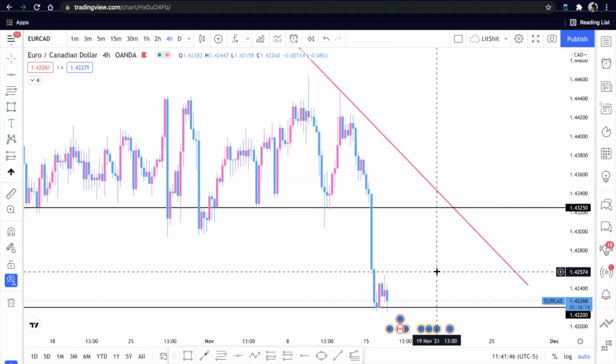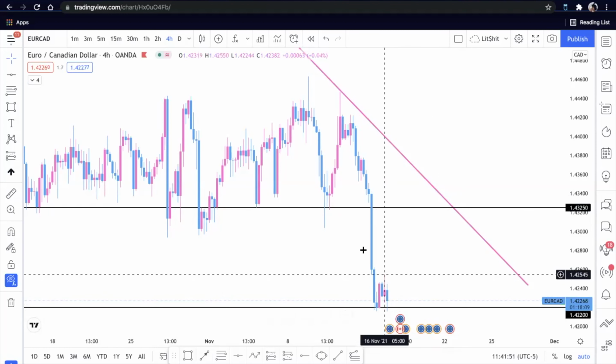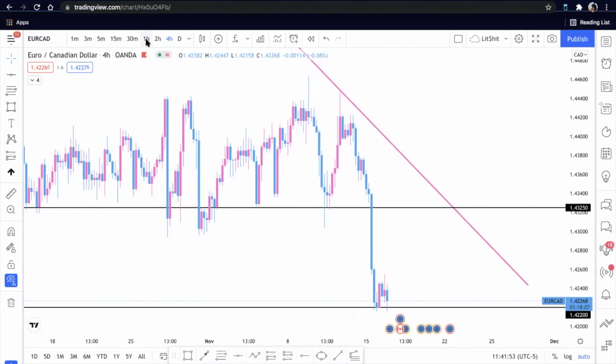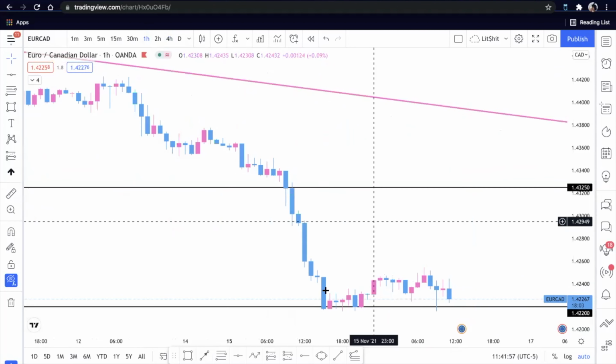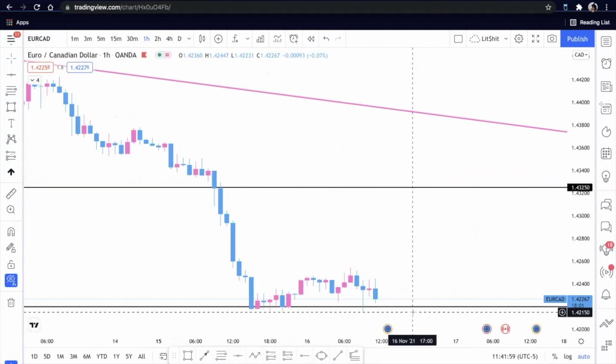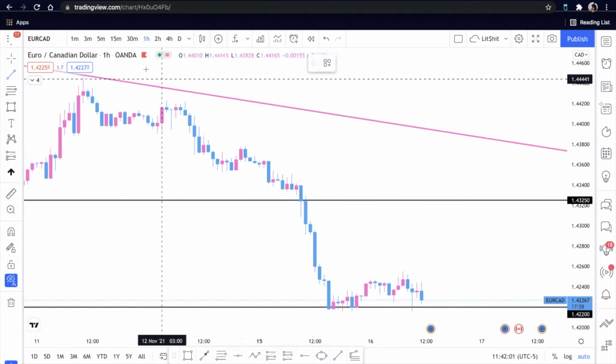So I really think price can go back and give us a retest before it continues down more. Okay. So going down to the 1 hour, you can get a closer view on this support level. And what I'm noticing is a buy is about to happen.